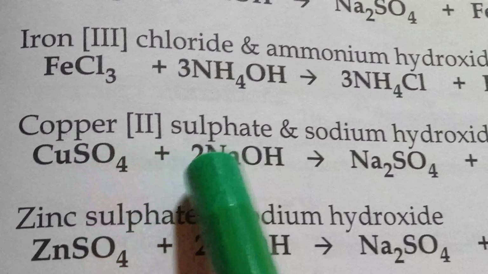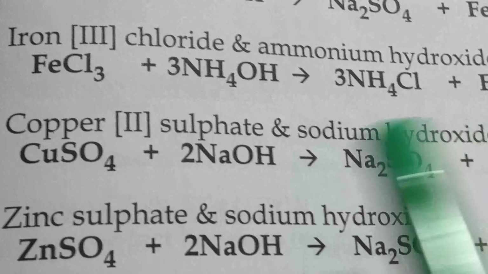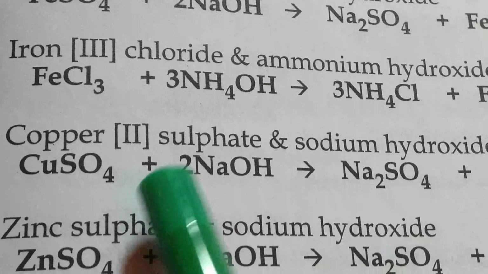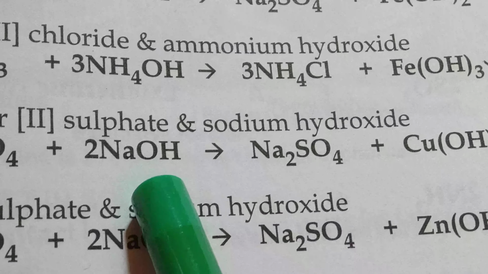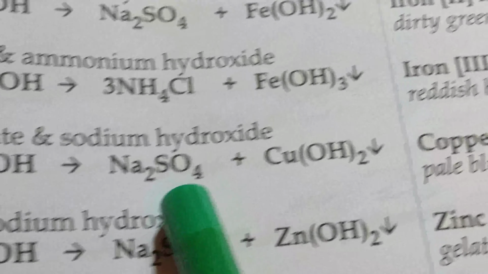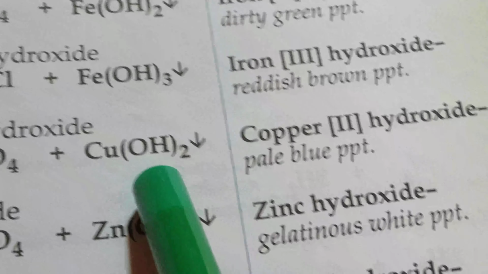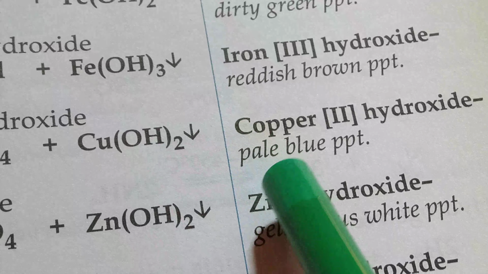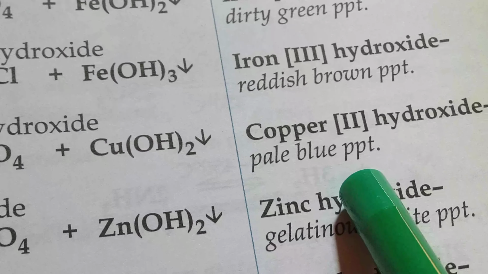Next, copper 2 sulfate and sodium hydroxide. Copper 2 sulfate plus sodium hydroxide, what is produced? Na2SO4, sodium sulfate, plus copper hydroxide. Its color is a pale blue precipitate.